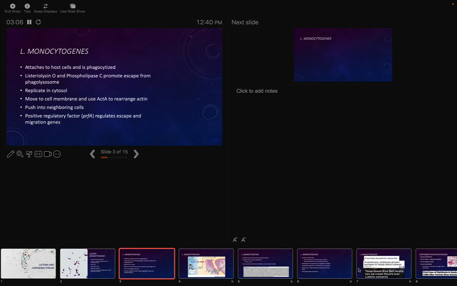Or if it comes in contact with epithelial cells, it wants to get inside of host cells. And then it contains a couple of different enzymes, listeriolysin O and a phospholipase C, that help it break apart the phagolysosome.